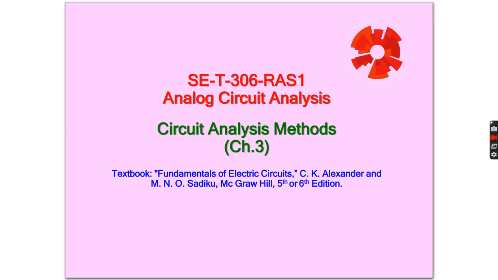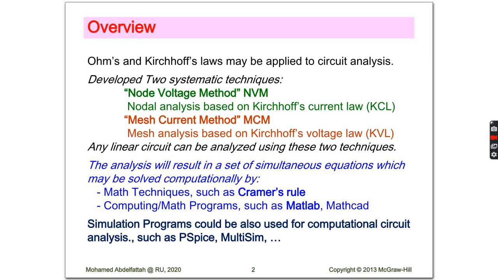In this lecture, we will learn two new methods for circuit analysis: the node voltage method and the mesh current method. These methods are developed from the basic Ohm's and Kirchhoff's laws that we discussed in the last lecture. These two methods are systematic, and they provide the simultaneous equations of the circuit.